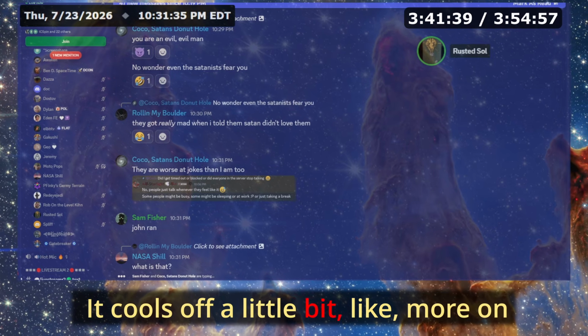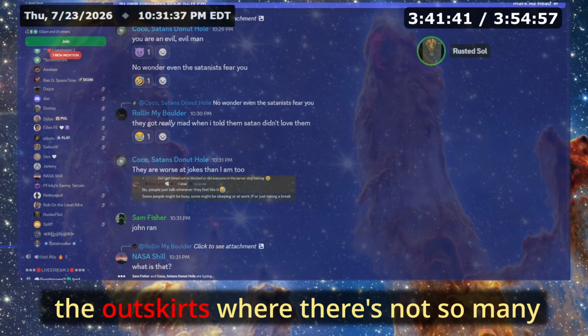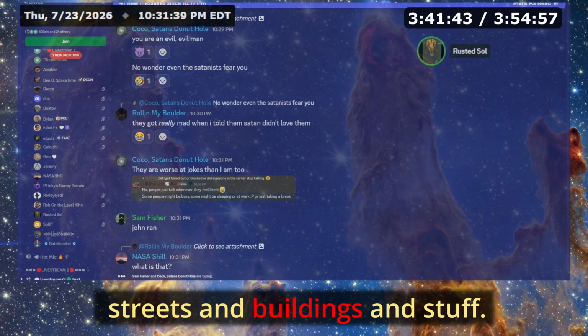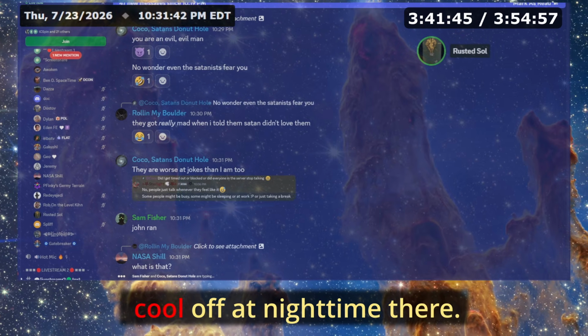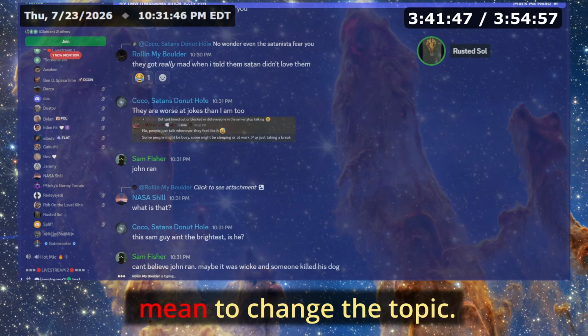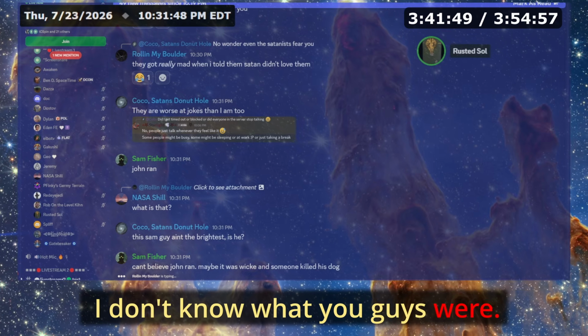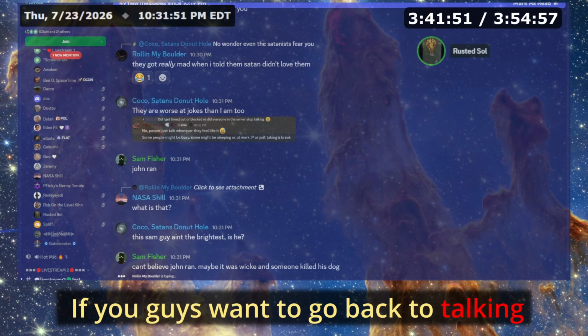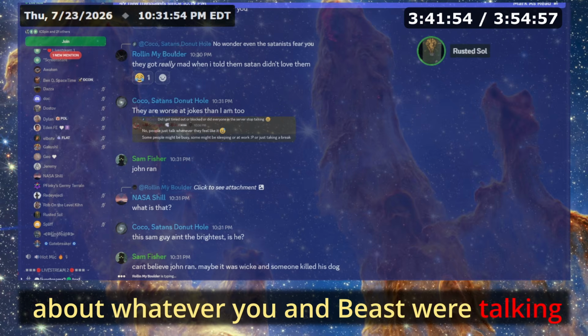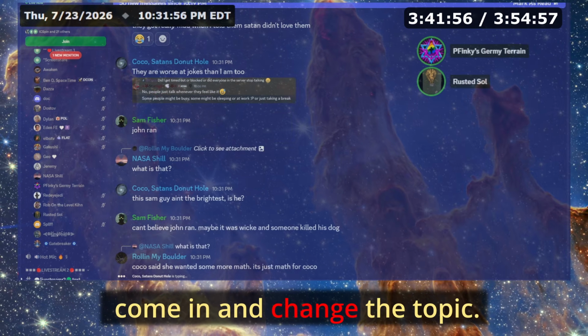It cools off a little bit, more on the outskirts where there's not so many streets and buildings and stuff. But yeah, it doesn't even cool off at nighttime there. It's crazy. But sorry, I didn't mean to change the topic. I don't know what you guys were talking about. If you want to go back to talking about whatever you and Beast were talking about, I didn't mean to come in and change the topic.